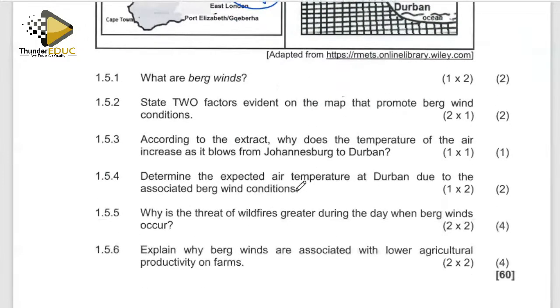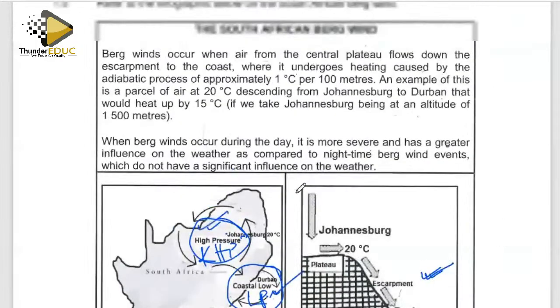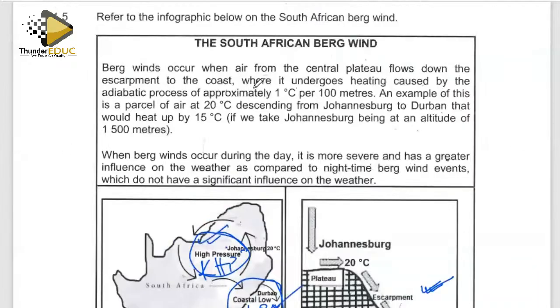Right, we move on to the next question. According to the extract, why does the temperature of the air increase as it blows from Johannesburg? We go to the extract. The extract says, where it undergoes heating caused by the adiabatic process. That is how the air heats. It heats up because of the adiabatic process.